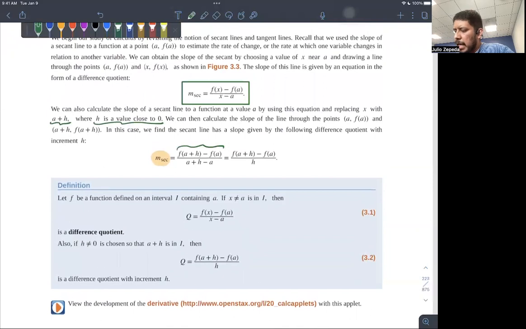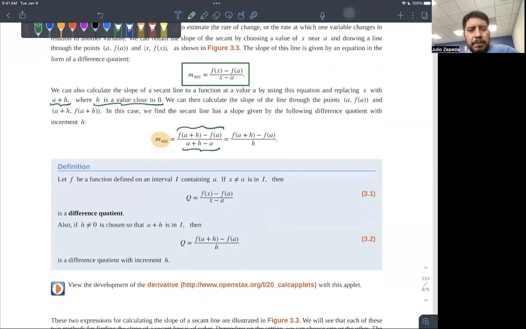that's here on top, and then the x2 minus x1, and it reduces down to this part here. Okay. So two ways to compute the slope of a secant line. So, definition: let f be a function defined on an interval I containing a. If x is not equal to a, x in I, then Q, defined to be f of x minus f of a over x minus a, is a difference quotient.